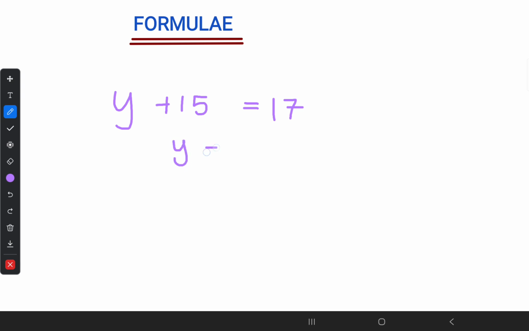So y would be 17 minus 15. It would be 2 here. How did we find this 2? 17 minus 15 gives you y as 2. If I give you the numerical, it is simple to handle.